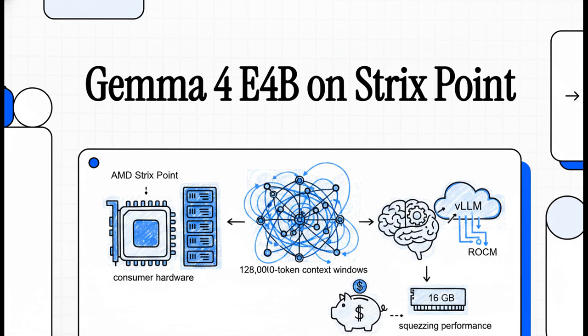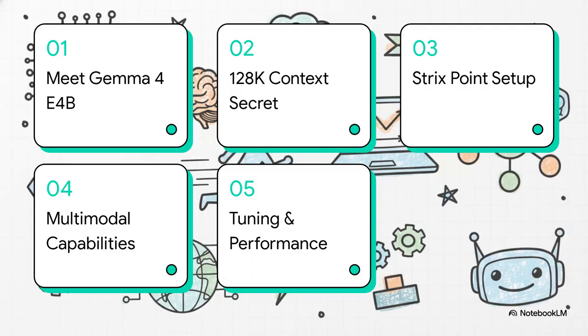But today, we're exploring exactly how to deploy Google DeepMind's Gemma 4 E4B model on an AMD Strix Point machine using vLLM and ROCm. So, if you've ever wondered how to squeeze a massive reasoning engine onto a 16GB class memory budget without the whole system just grinding to a halt, you are absolutely in the right place. Let's dive into this. Here's our roadmap for this explainer.